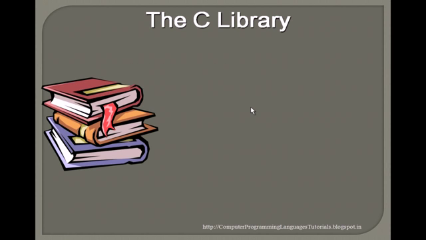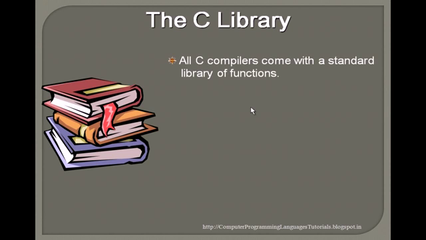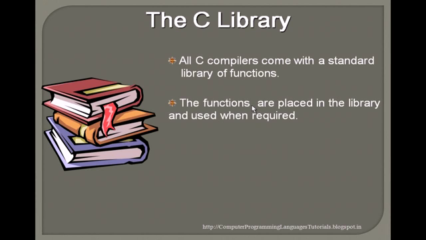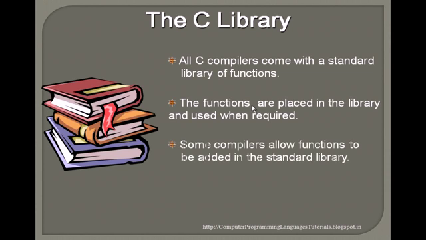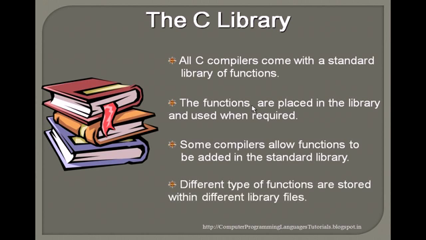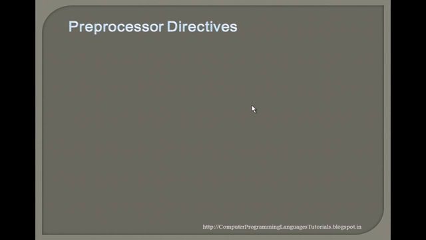As we know that all library functions are stored in library files, then what are the library files? All C compilers come with standard library functions. The functions are placed in library files, and these functions are placed within different types of library files. Later, you can also create your own functions, and you can also store those functions in library files. We will see what the library files are.